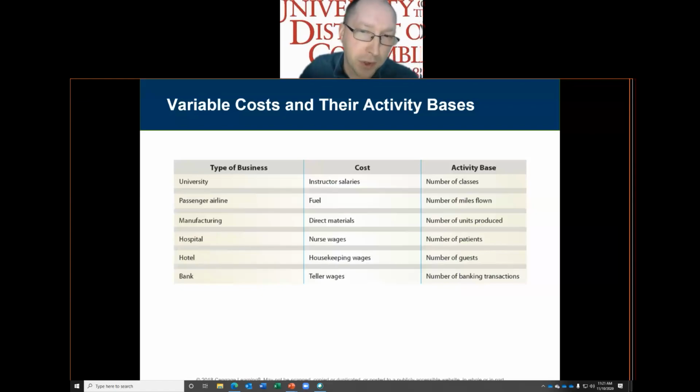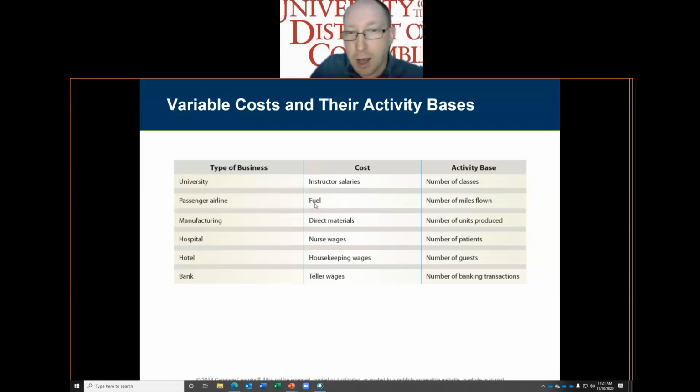A couple of examples. Different types of businesses, their cost driver and their activity base. We know that based on the activity, the higher the cost is. For example, passenger airline. The number of miles flown is the activity base. Clearly, the more miles I fly, the higher my total fuel cost will be, although the cost per gallon of fuel may be the same.